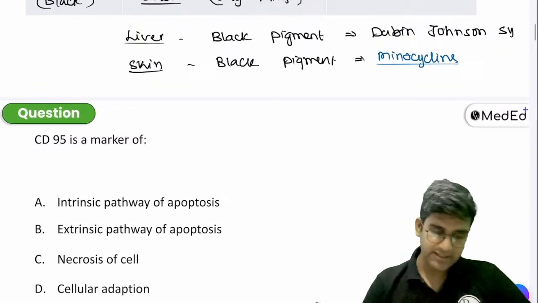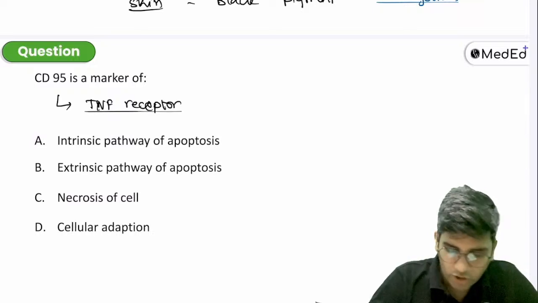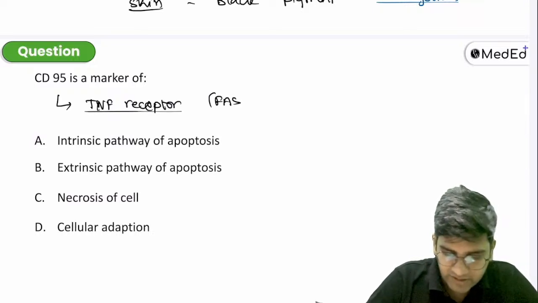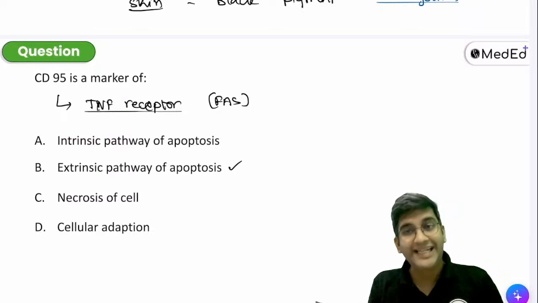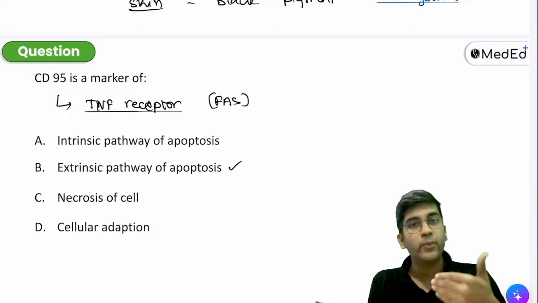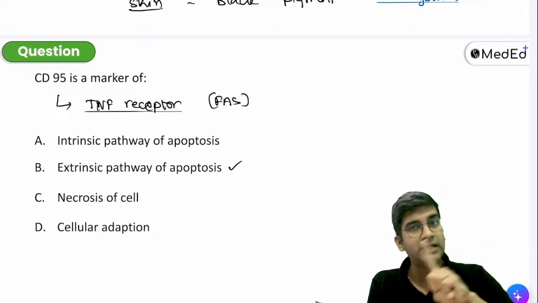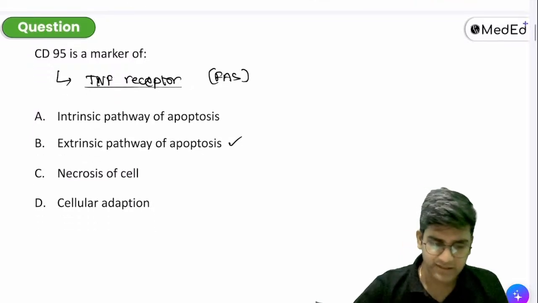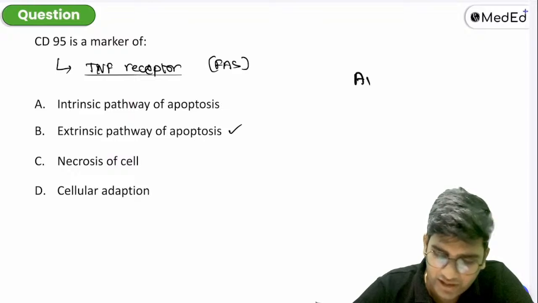CD95 is a marker of. CD95's other name is FAS receptor. It's one of the TNF receptor family, right? It's involved in the extrinsic pathway of apoptosis. Intrinsic is inside the cell, which is mitochondrial mediated. This extrinsic is a receptor on the cell membrane, so this is cell membrane mediated. Fine. Okay. Since we are on the topic of apoptosis, let's have a quick recap in general about apoptosis.